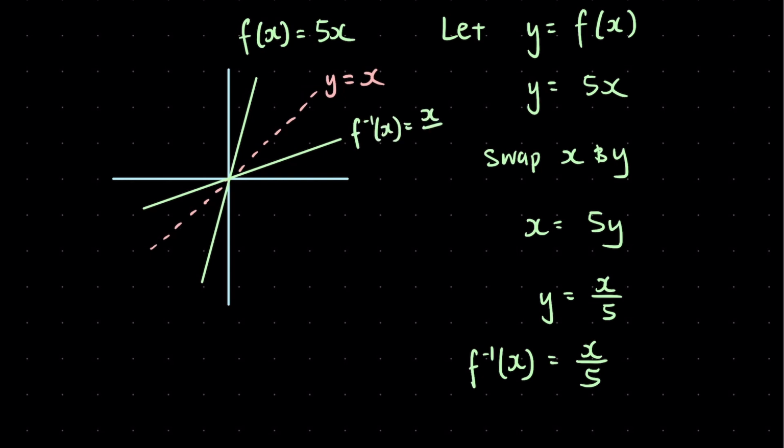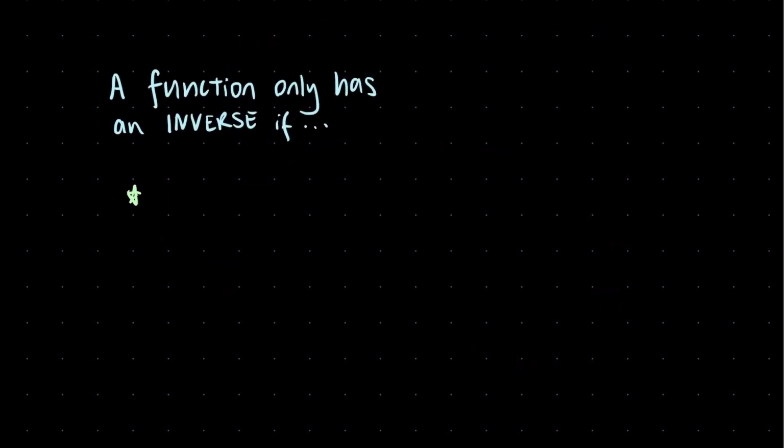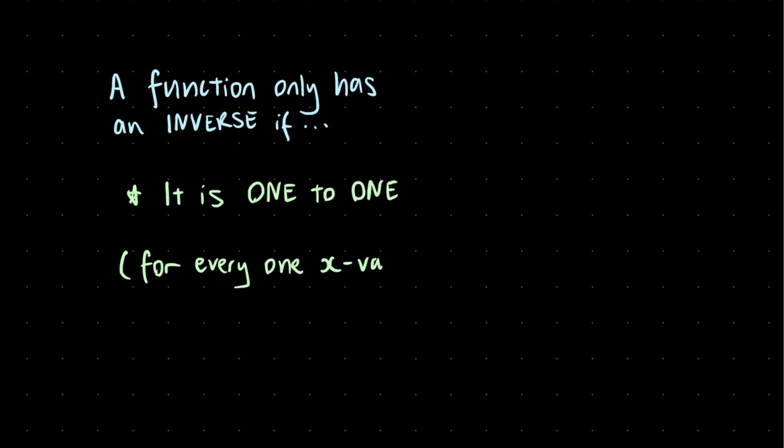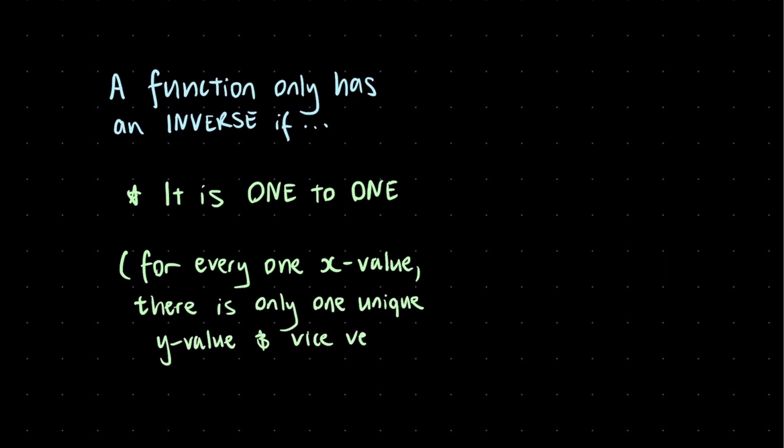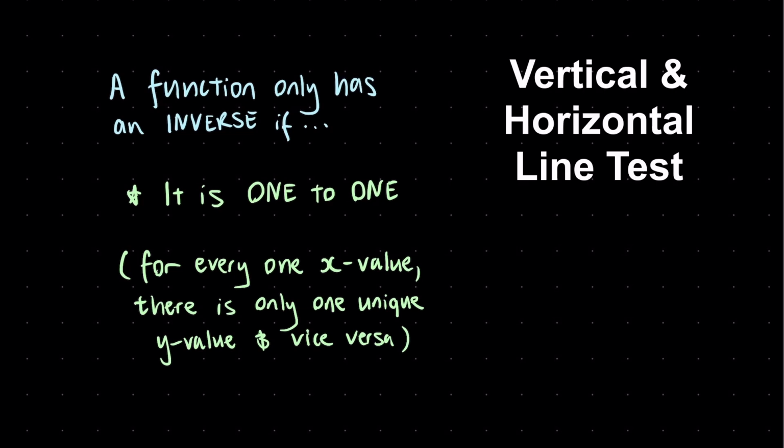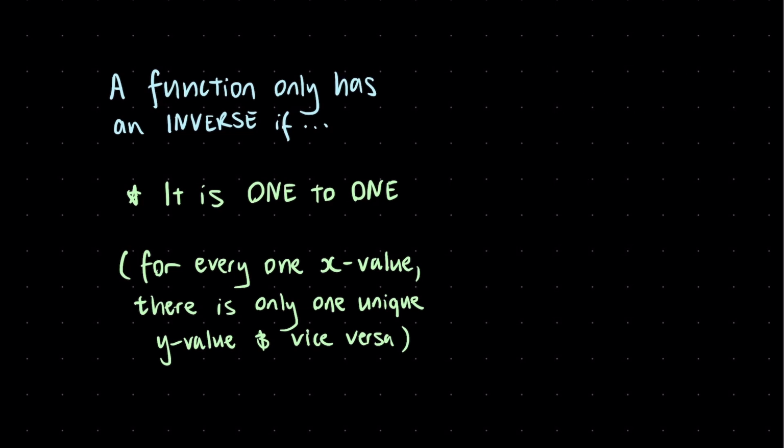Now let's take a look at the requirements for an inverse function, which is for a function to have an inverse, it must be a one-to-one function. In other words, this just means that for every one x value, there is only one unique y value, and vice versa. And although it can be difficult to just look at an equation and determine whether it's one-to-one or not, there is a rule that can help us out, which is the vertical and horizontal line test. And you can find more information about this in this video linked here.